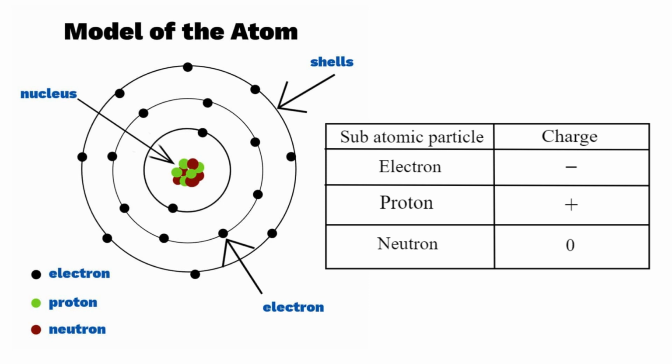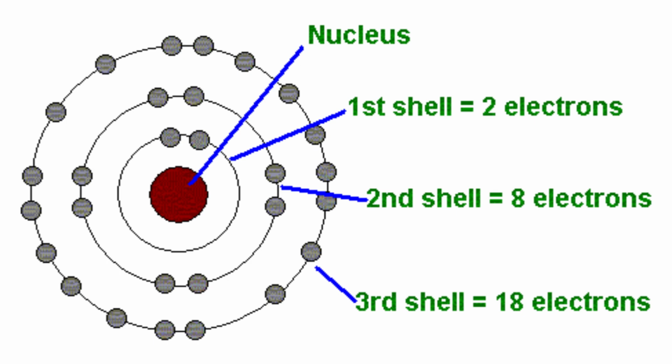Neutrons have no charge. The electrons are within the shells, where in the first shell only 2 electrons can fit. On the second shell, only 8 electrons can fit. In the third shell, 18 electrons can fit, and so on and so forth.